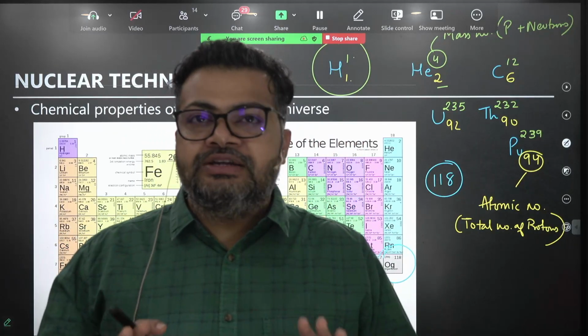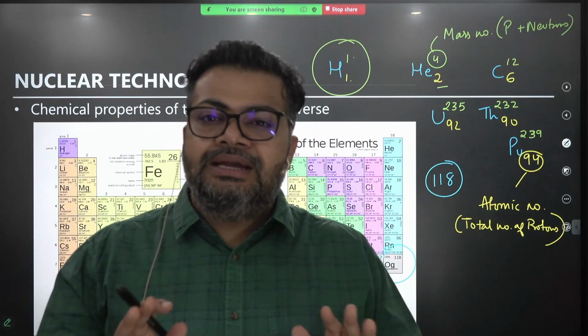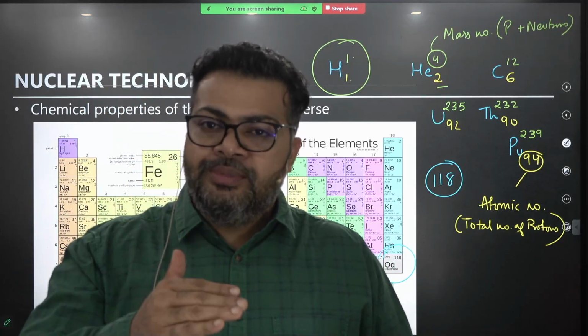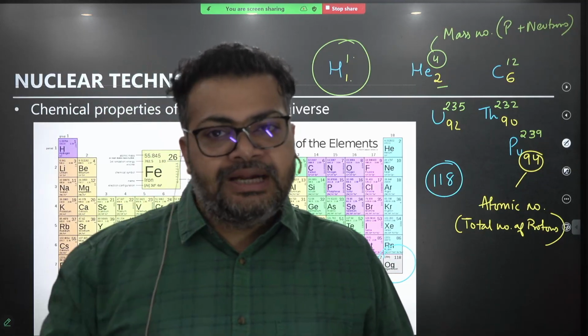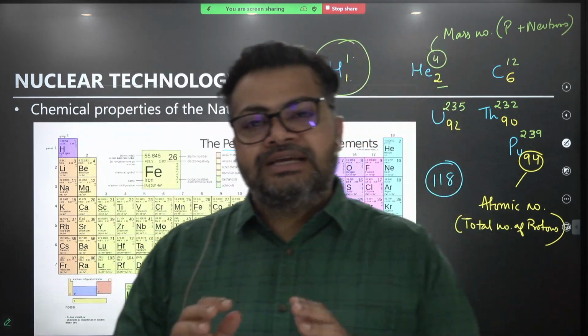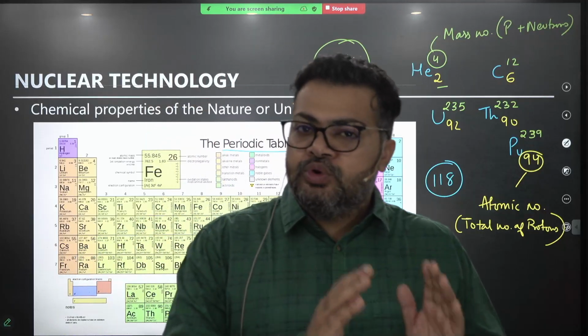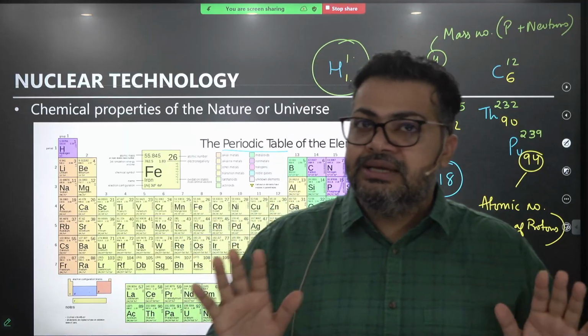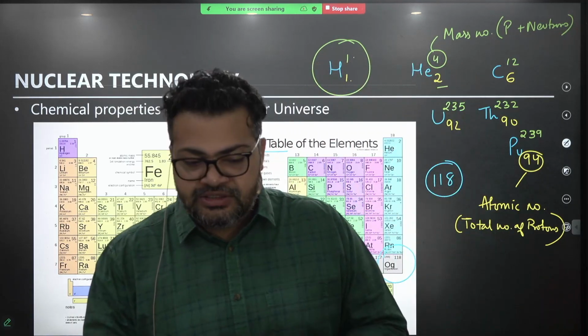So all of you have understood, whenever we represent an atom, it is expressed in the form of two numbers, atomic number at the bottom end, mass number at the top end. Both tell us about the status of the nucleus: how many protons are there in the nucleus, and how many protons plus neutrons are there in the nucleus. That is what atomic number and mass number are.